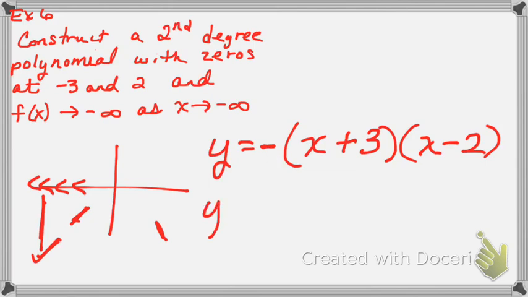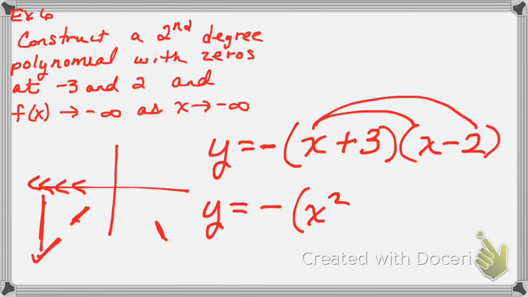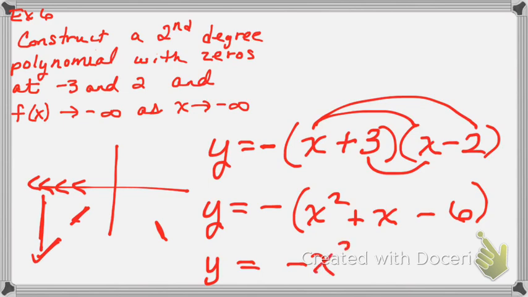So now if I multiply that out, I'm going to have a negative sign. I'm going to have an x squared. X times x is x squared. X times negative 2 is negative 2x. X times 3 is 3x. So I end up with what, 1x in the middle? Yes. And then 3 times negative 2 is negative 6. And now I just need to distribute my negative. So negative x squared, negative x, plus 6. And there's my answer.